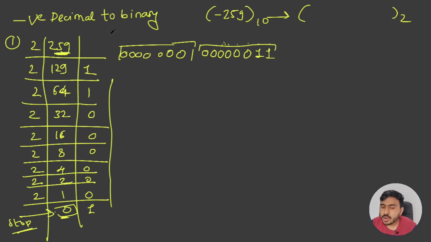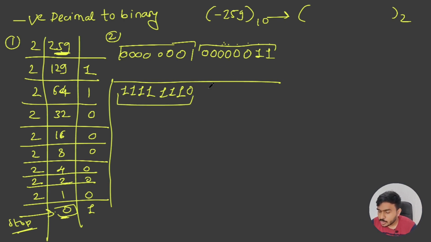Now let's perform step number 2. Let's take the ones complement. The ones complement of this will be 7 times 1, so I'll write 1 1 1 1 1 1 1. Then this one will become 0. So this is my group 1. And in group 2 we have 6 zeros followed by 2 ones. So over here we'll get 6 ones followed by 2 zeros. This is nothing but my ones complement.